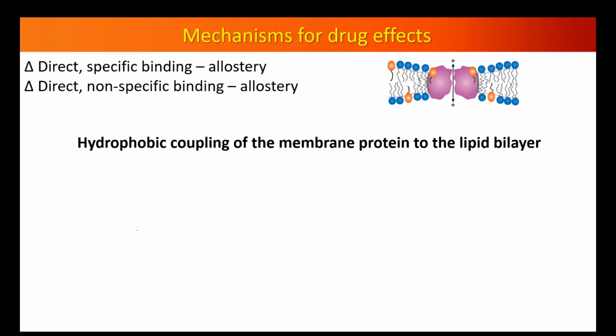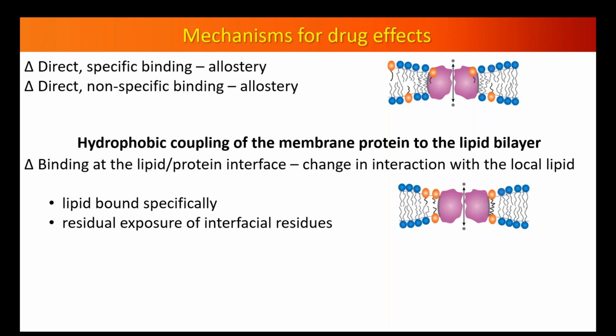But today I wanted to tease that mechanism apart from other mechanisms that have to do with hydrophobic coupling of membrane protein to the lipid bilayer. And that mechanism was described by Olaf to you in the last webinar in detail, but I'd like to do a little bit of a deeper dive and focus more on how ion channels or membrane proteins are affected by this mechanism. So hydrophobic coupling results in tight energetic coupling of the membrane protein to its surrounding lipid bilayer. So it's possible that a drug can partition into the lipid bilayer and interfere with the membrane protein interactions with the surrounding lipid that's bound specifically, or through affecting residual exposure of interfacial residues of the membrane protein.